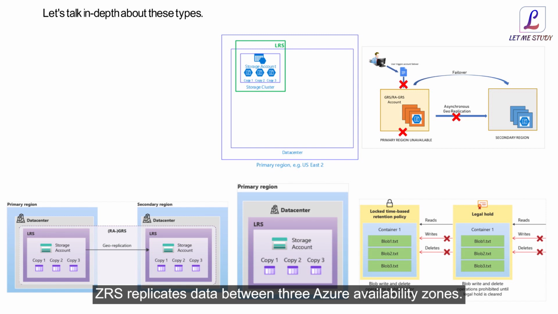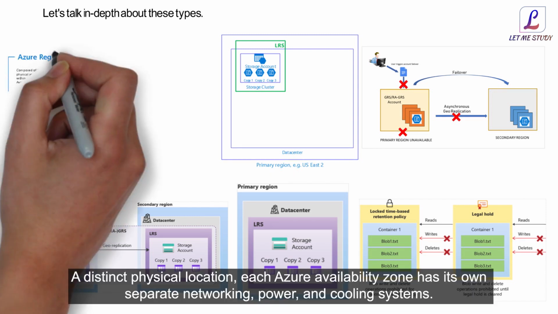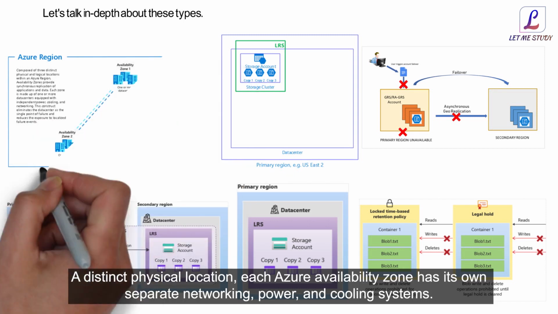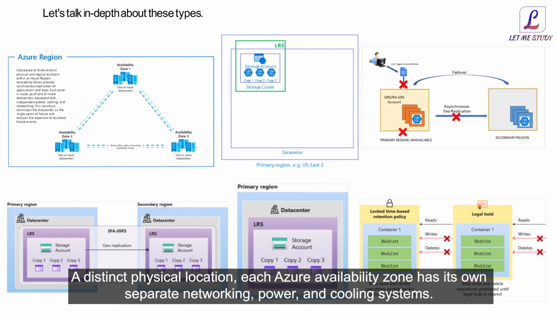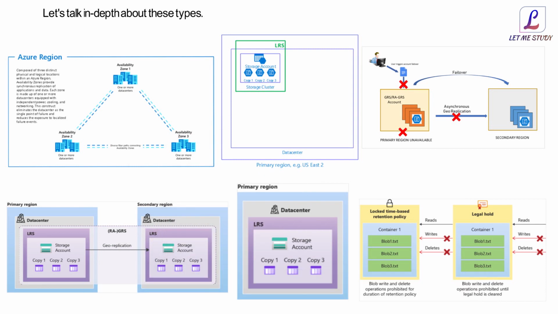Zone redundant storage is the next option, ZRS. ZRS replicates data between three Azure availability zones. A distinct physical location, each Azure availability zone has its own separate networking, power, and cooling systems.